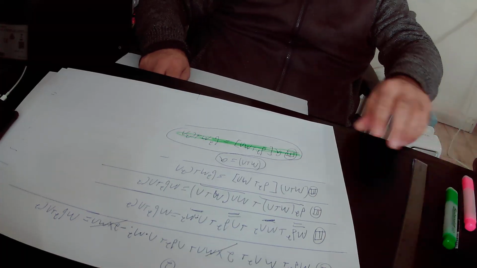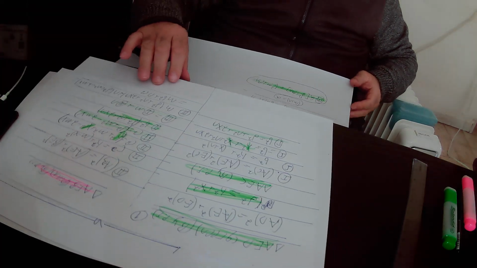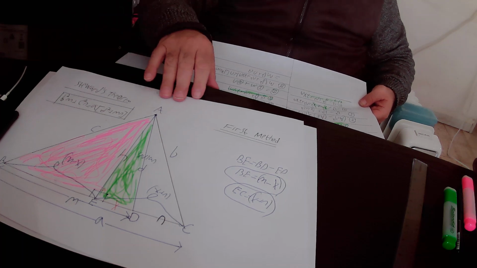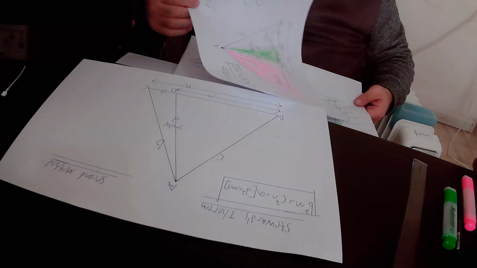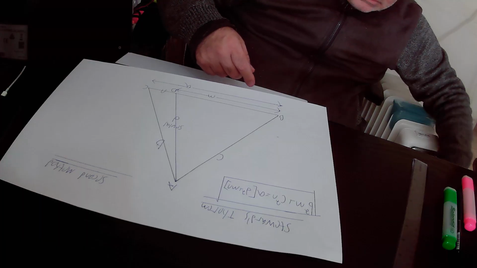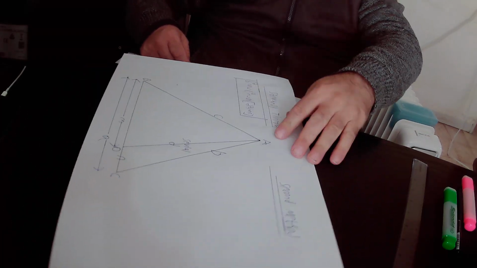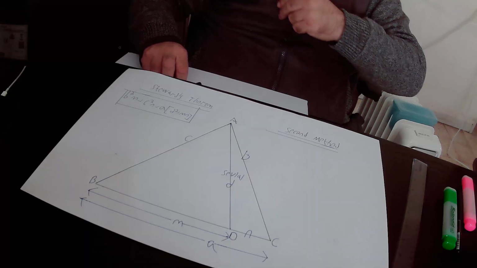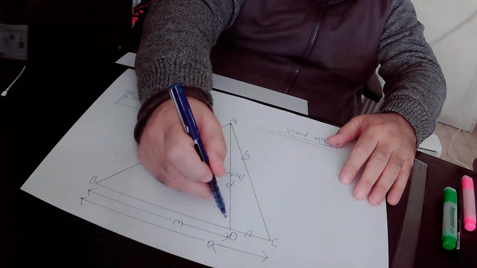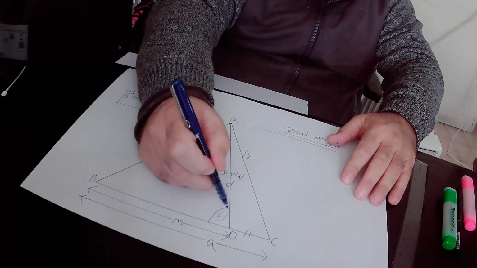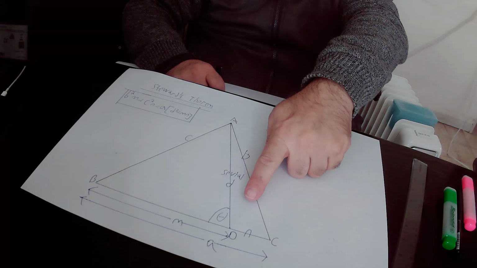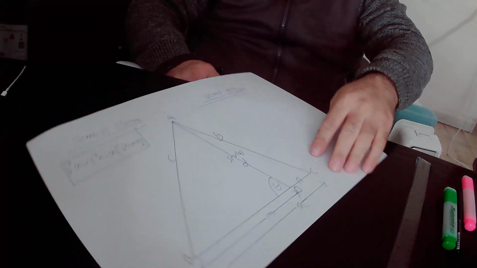In the next step, we'll prove Stewart's theorem in a different method. We'll prove Stewart's theorem the second method. Here, in the second method, we define angle ADB. This angle is theta. Therefore, the adjacent angle ADC must be equal to 180 degrees minus theta.